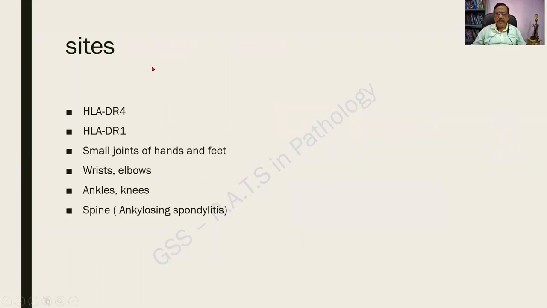The general features continued. The common sites are the small joints of the hands and feet, followed by wrists and elbows, ankles and knees. Sometimes the spine is involved in a variant called ankylosing spondylitis. It is a disease that is associated with HLA-DR4 and HLA-DR1. Please remember these two things. HLA is human leukocyte antigen.